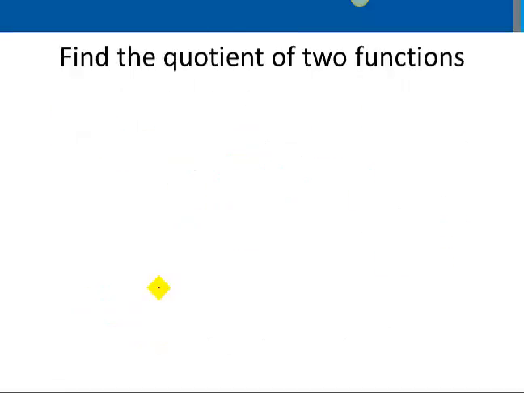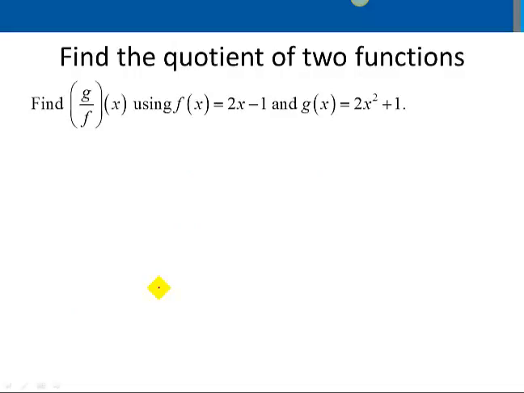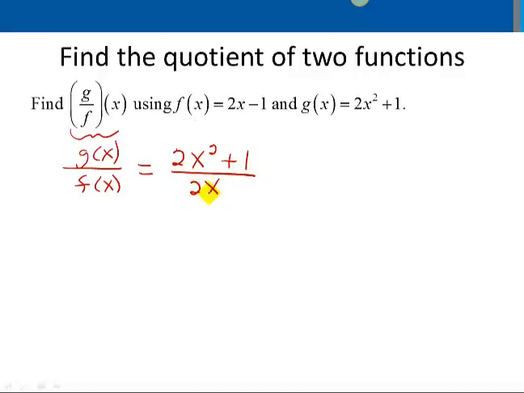Okay, well, let's move on to finding the quotient of two functions. This time I'll find g over f of x, g divided by f of x, using f of x equals 2x minus 1 and g of x equals 2x squared plus 1. g over f of x is defined to be g of x over f of x. In this case, that would be 2x squared plus 1 divided by 2x minus 1. This can't be simplified any further, so I can say that g over f of x is equal to 2x squared plus 1 divided by 2x minus 1.